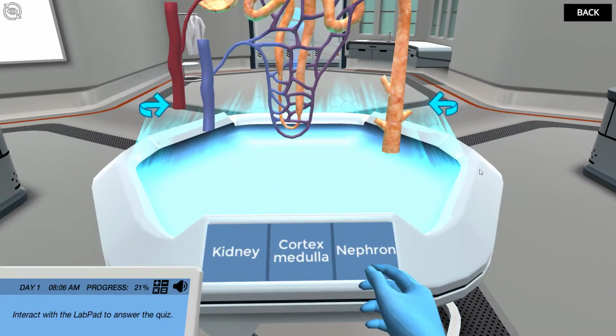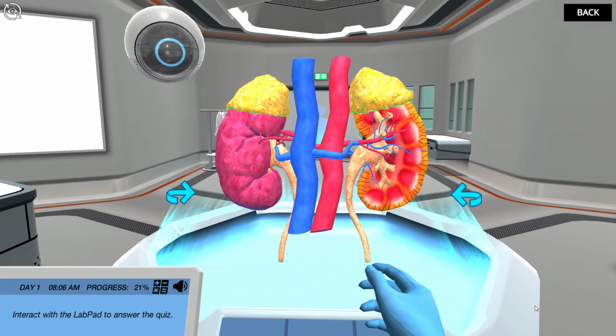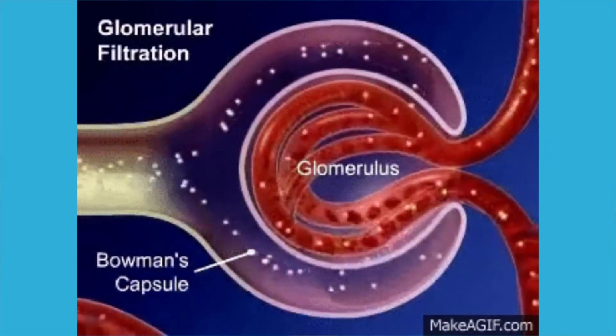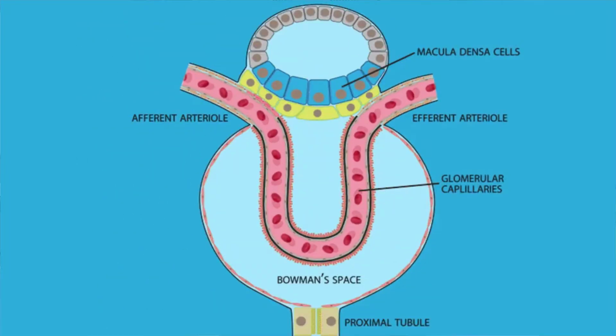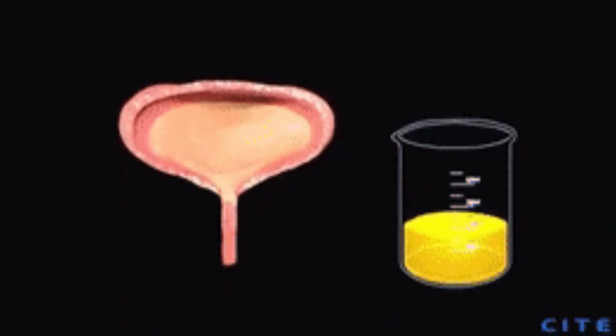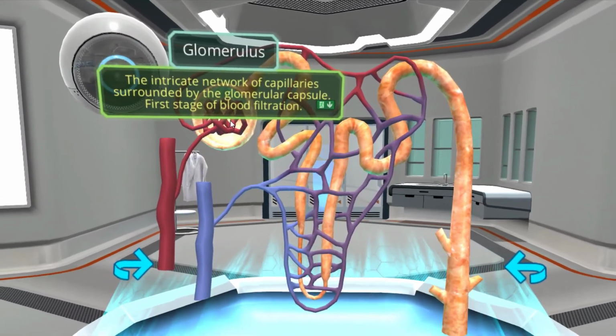Know that you can always come back to this hollow table at any point during this simulation if you want to refresh your memory. Alright, let's check out a first possible mechanism for how Drug X can affect urinary output. At the glomerulus, blood is filtered into the proximal tubule. If the rate at which blood is filtered increases, this could increase urine production, and therefore is a possible mechanism of action for Drug X. Look up the glomerulus on the hollow table.